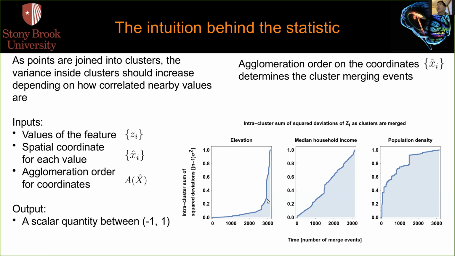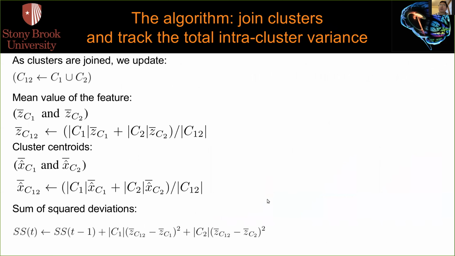Now, how do we compute it? We compute it by keeping track of the clusters, their mean values of the variable z, and their cluster centroids. And finally, we need to keep track of the sum of the squared deviations, which is the main workhorse of our statistic. So cluster 1 and cluster 2, C1 and C2, are joined into C12. And then the mean values of the feature, Z bar of C1 and Z bar of C2, are averaged into Z bar of C12. And then the same thing happens with cluster centroids.